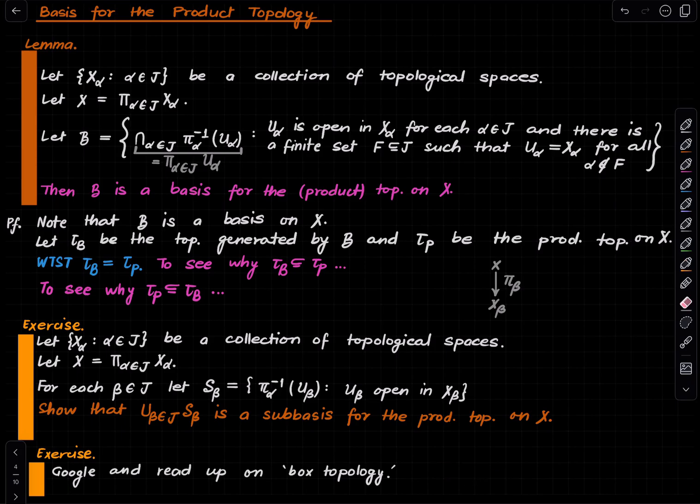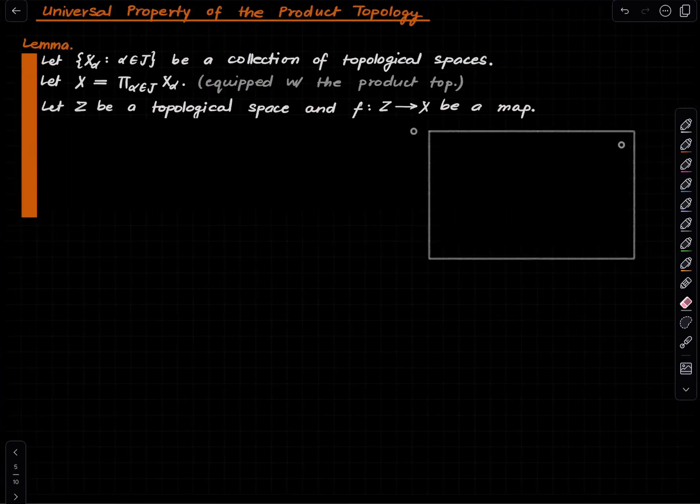Okay, so let's move on. Most important, the universal property of the product topology. So the same thing, we have a collection of topological spaces indexed by a set J. We have the product of all of them. And whenever we have a product of topological spaces without any qualification, we will be assuming that the product is equipped with the product topology.